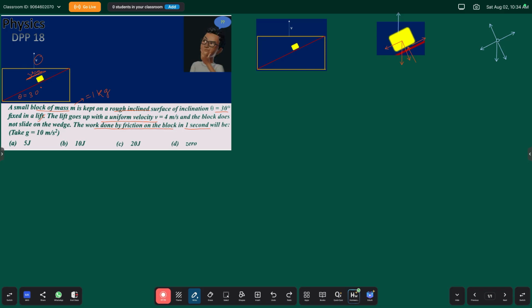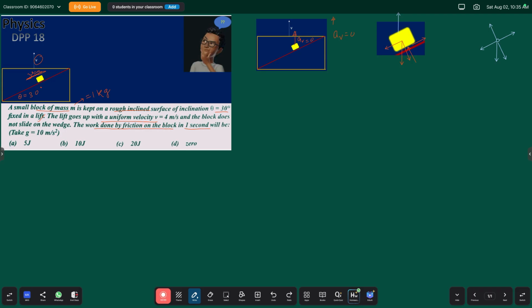The lift is moving with uniform velocity v in the upward direction, so the acceleration in the vertical direction will be 0. There's no acceleration in this direction. The block does not slide on the wedge as per the question, so its acceleration in the y direction will also be 0. Here V means vertical, you can say.